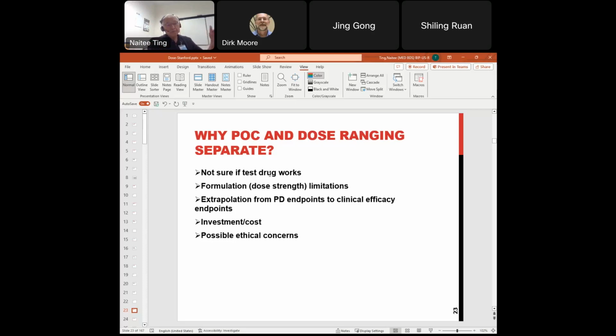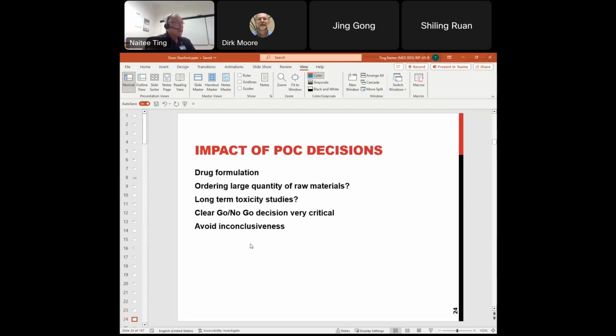So why are POC and dose ranging separate traditionally? Because we're not sure if the test drug works. If you start with a dose ranging trial, you have high, medium, low dose plus placebo. It's more investment, but you don't even know whether the drug works. And sometimes there are formulation or dose strength limitations, extrapolation from PD markers to clinical efficacy, investment cost and possible ethical concerns. If you don't know the drug works, how can you recruit a lot of patients? So you start with a POC, and after the concept is proven, you know you have a drug, you move down to dose ranging.